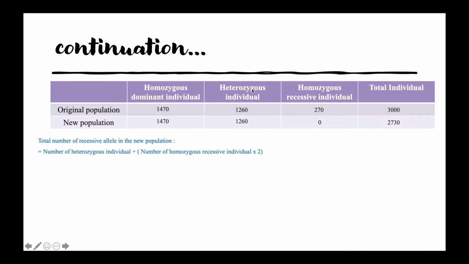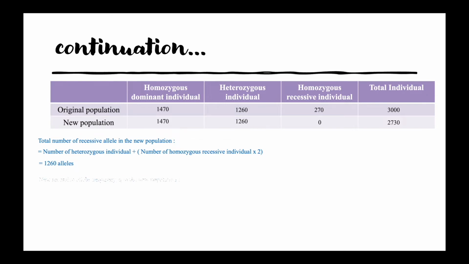1 recessive allele can be found in each heterozygous individual. However, 2 recessive alleles can be found in each of the homozygous recessive individual. Since there is no more homozygous recessive individual in the new population, therefore the total number of recessive alleles in the new population is only 1,260 alleles.